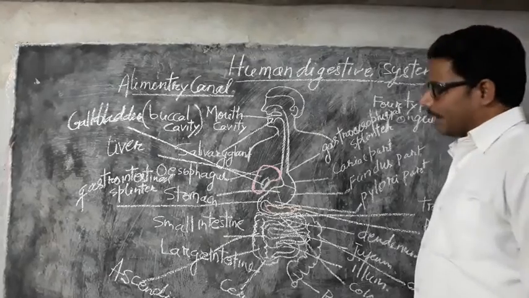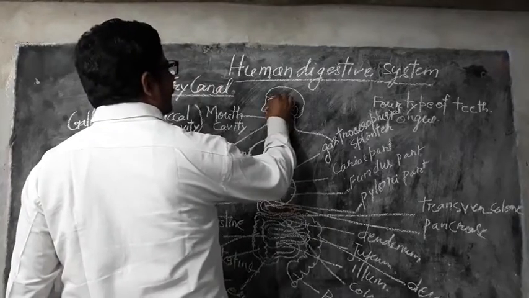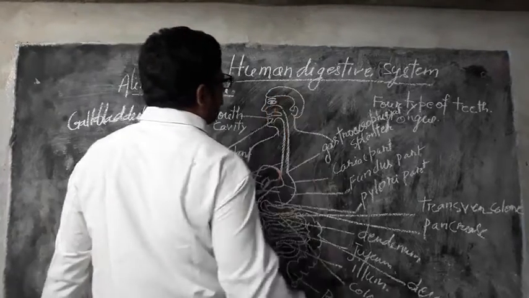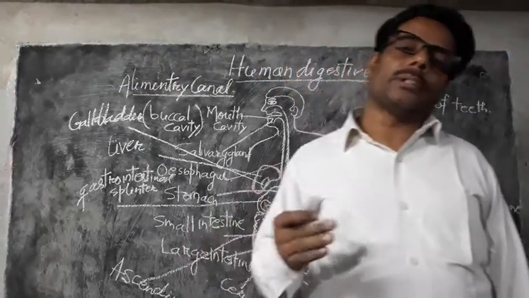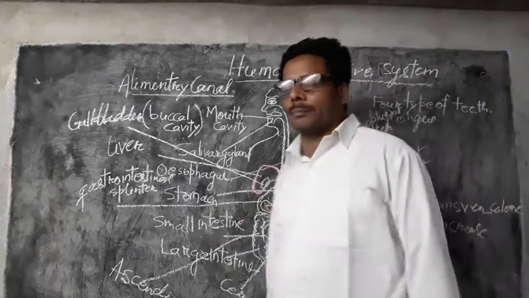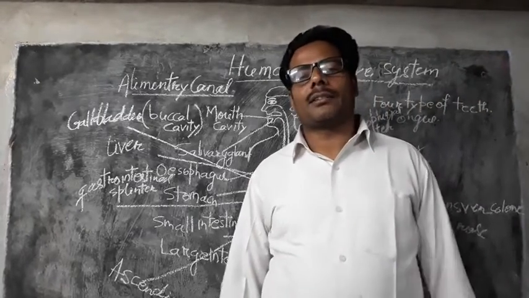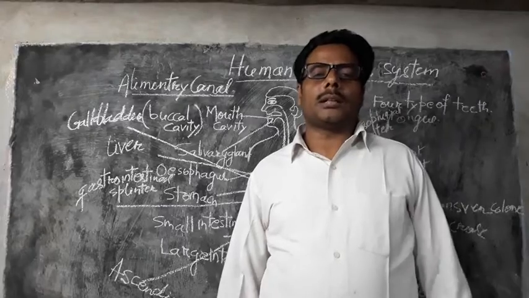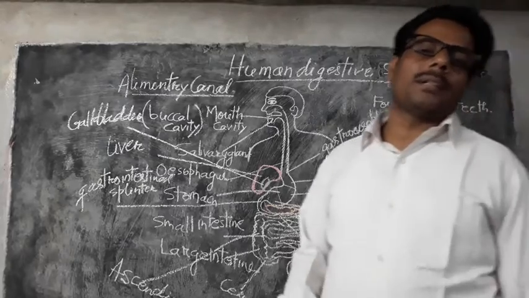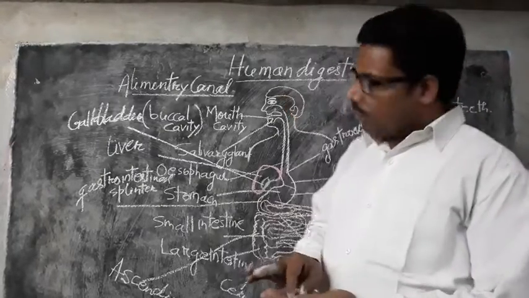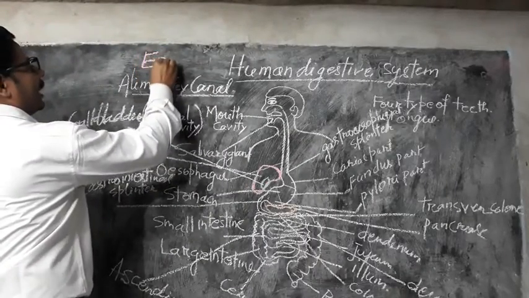Now, let us understand how digestion takes place in human beings, one by one, along with the function of their respective parts. How do these respective parts help in the digestion of food? Before that, it is important to understand the components of food and the enzymes involved in the process of digestion. First, what do you mean by enzymes?